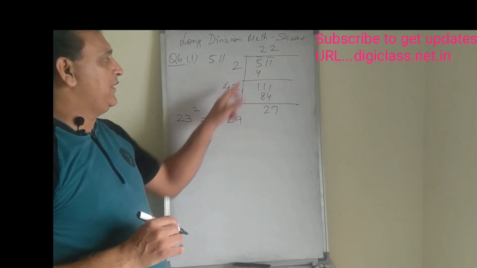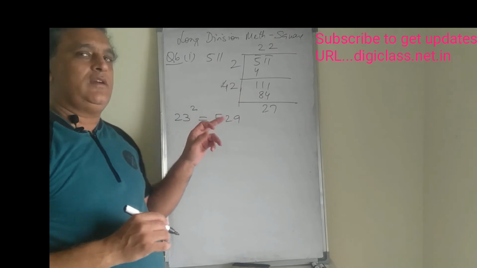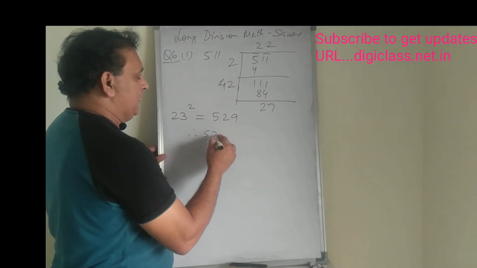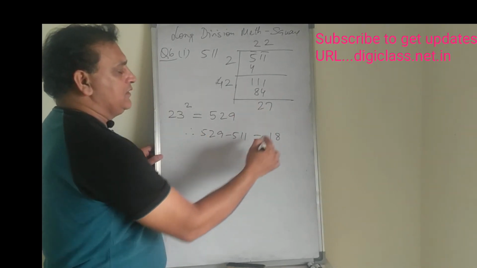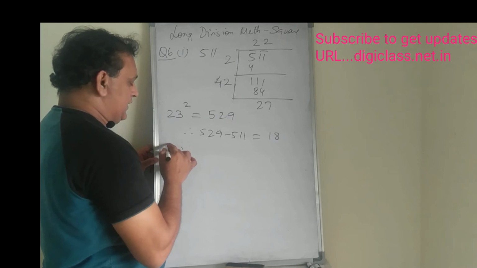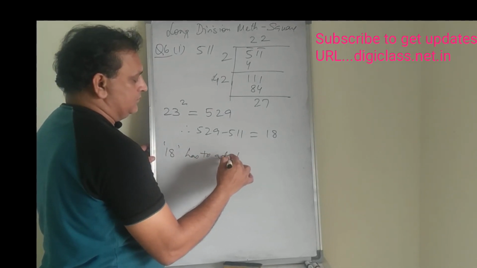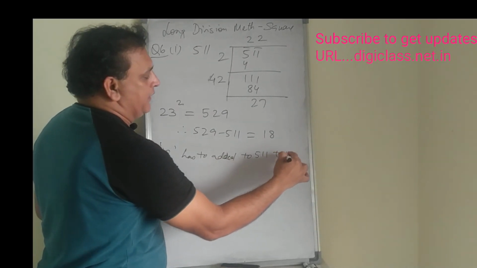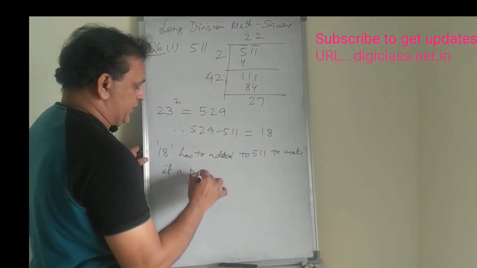So how much is the difference? Means how much we have to add in 511 to make it 529. So that is what we have to calculate. So therefore 529 minus 511 is nothing but 18. So this is our answer. So 18 has to be added to 511 to make it a perfect square.